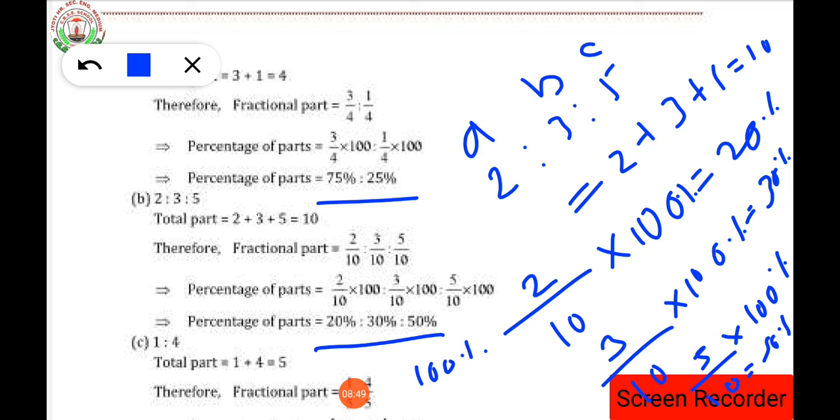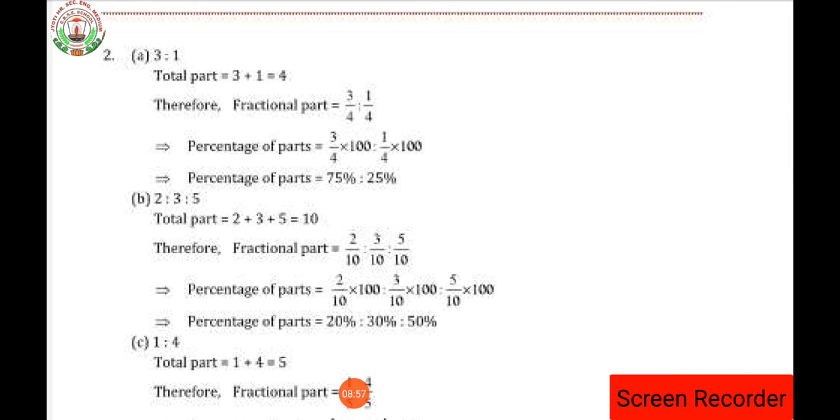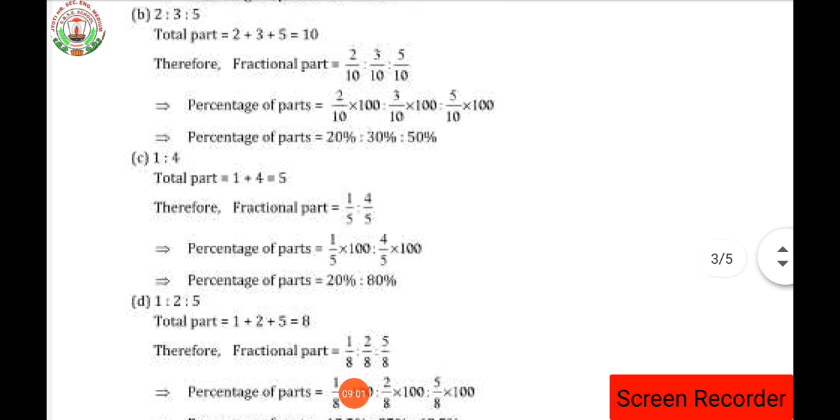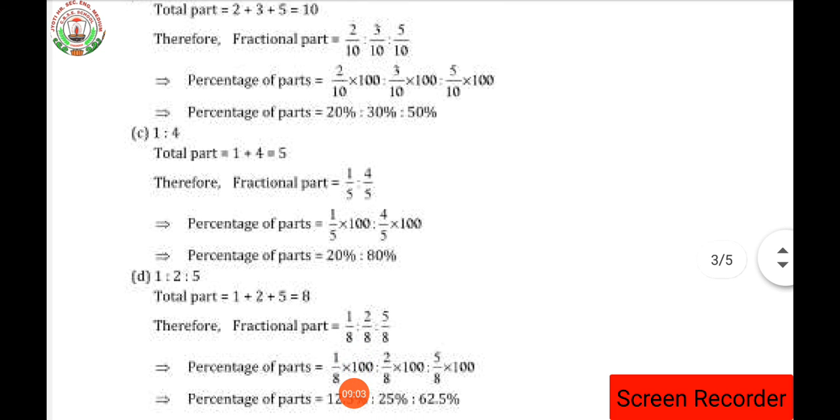In the above question, in this part also 75% plus 25%, you will get 100% only. So what does percent mean? We have to add them and see whether 100 is coming or not. So in the same way, C is the same as the A part and D is the same as the B part.